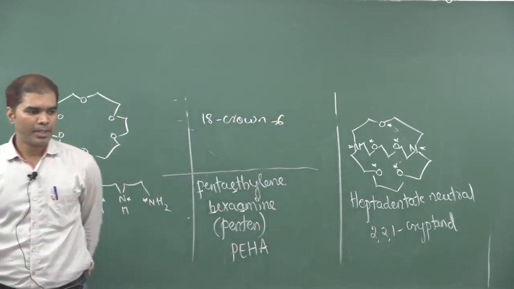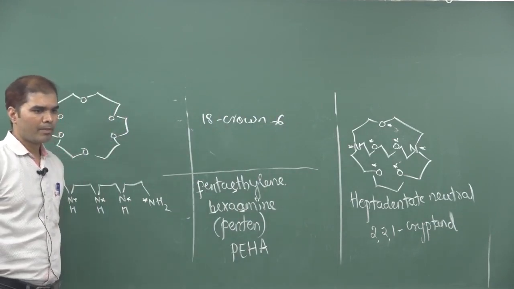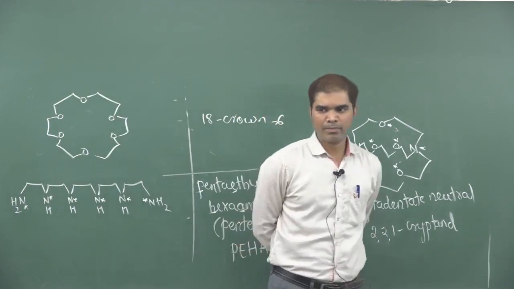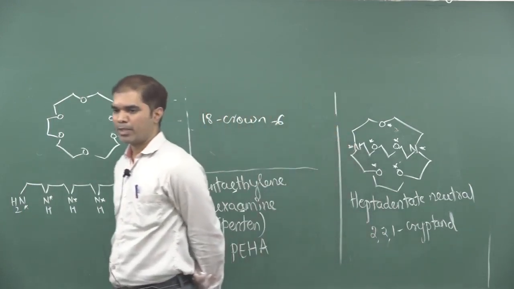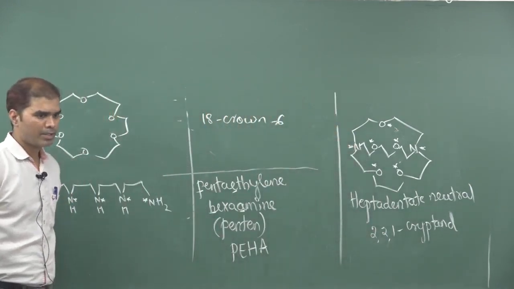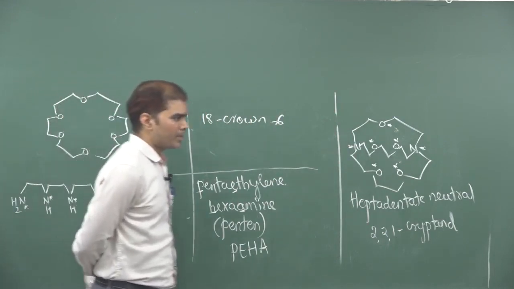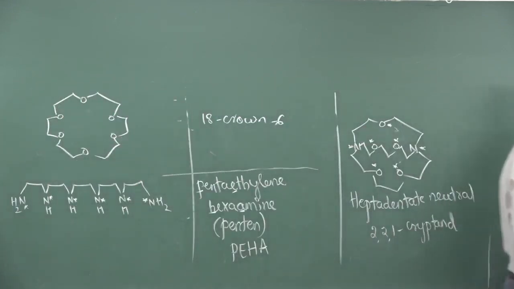In the next class we will see some examples where we will work out the oxidation state of some complexes along with the coordination number. We will draw some structures and find out the coordination number as well as oxidation state. Then we will move on to IUPAC nomenclature. That is where your syllabus begins, IUPAC nomenclature.